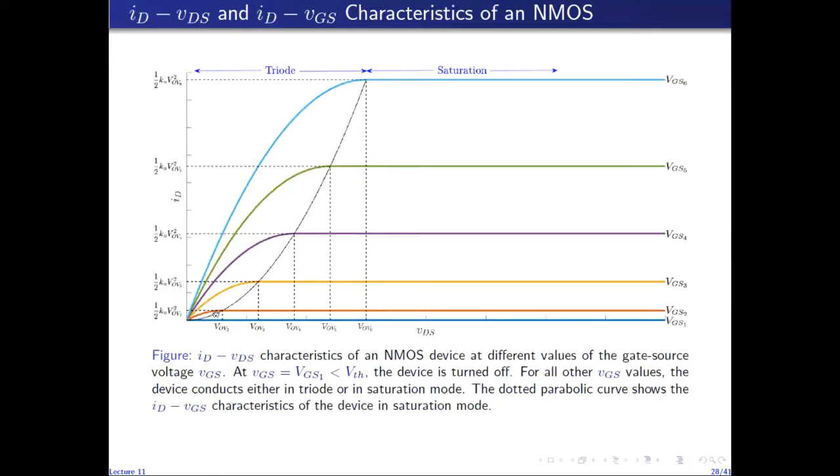So the region of the ID-VDS characteristics to the left of this parabolic curve represents the triode mode, and the region of the characteristics towards the right of this parabolic curve represents the saturation mode of operation of the device.